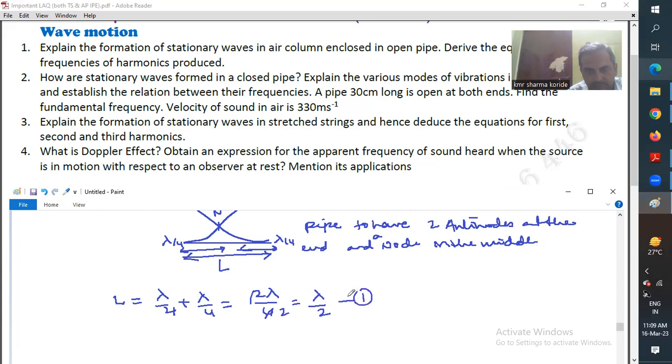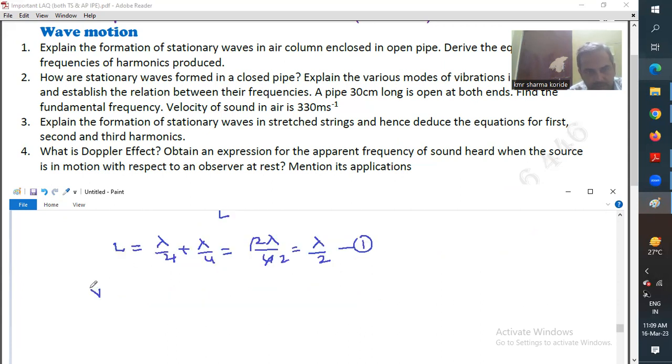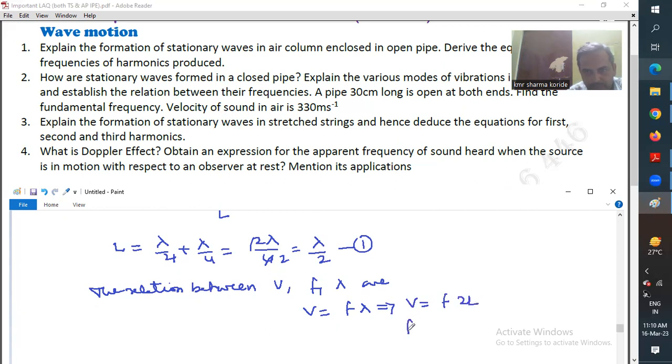You call this equation 1. Next, the relation between speed of sound, frequency and wavelength is V is equal to F lambda. Since F is the fundamental frequency, substitute V is equal to F, lambda is 2L. So F is equal to V by 2L. This is called the fundamental frequency, or first harmonic.